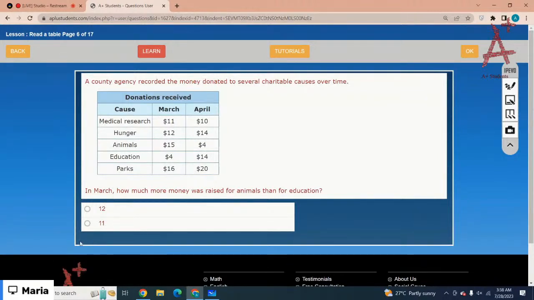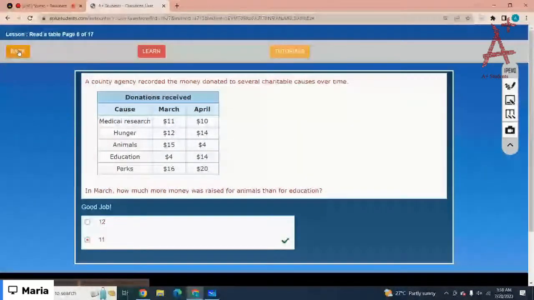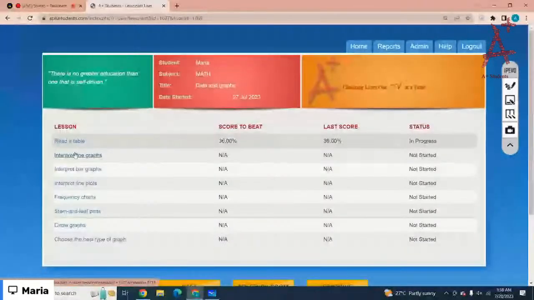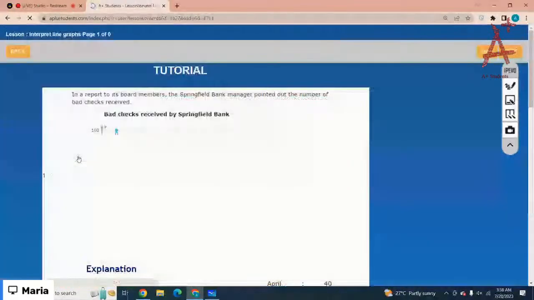Okay, you can complete the test by yourself later today. Let me just move on to the next lesson. The next lesson is interpret line graphs. Let's just start with the lesson.